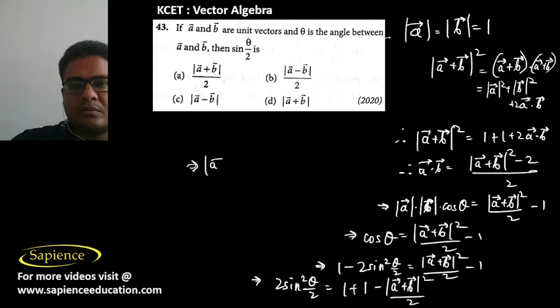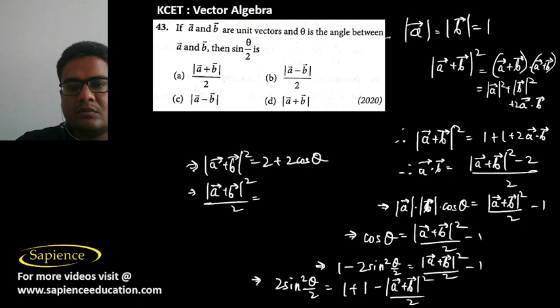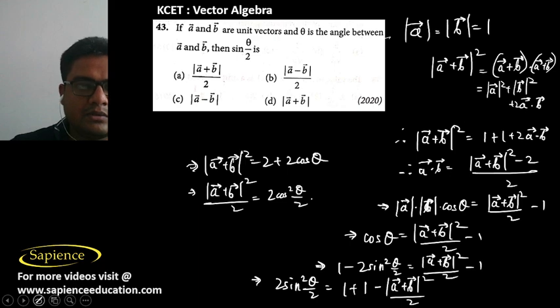Actually, this mod of a plus b whole square is coming 2 plus 2 cos theta. So mod of a plus b whole square by 2 is coming 1 plus cos theta. 1 plus cos theta is 2 cos square theta by 2. So I can take a minus b actually.